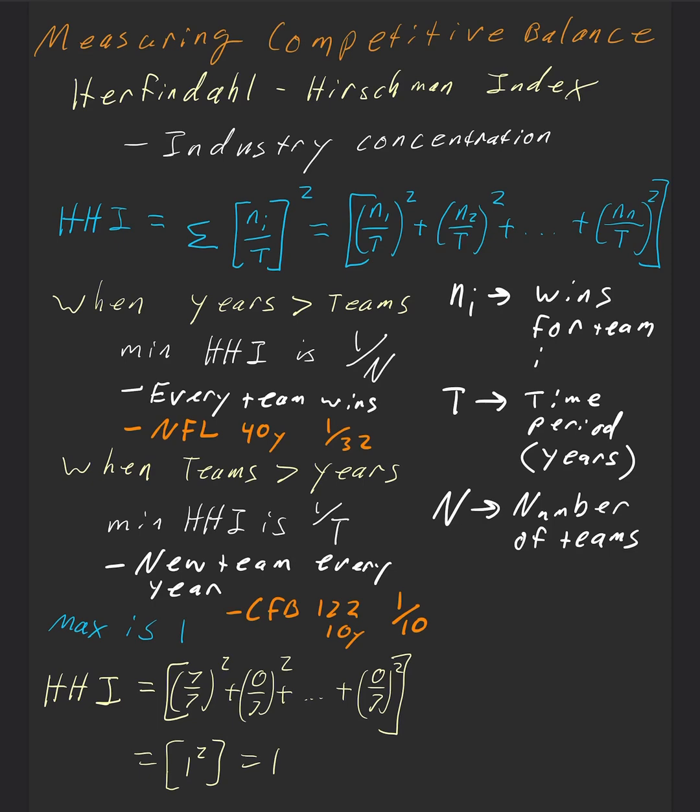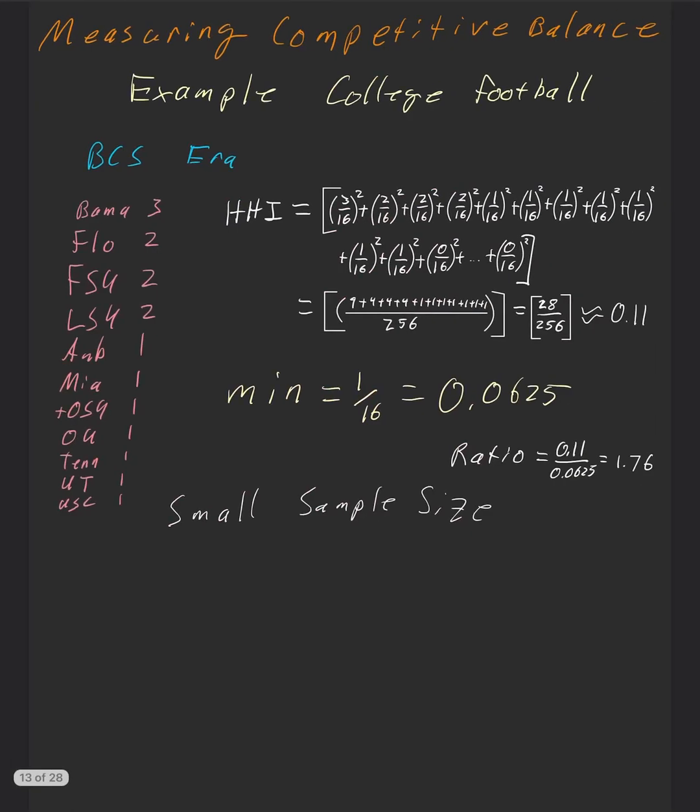Okay, so let's work out a little example, and let's take the BCS era of college football. And here we have 16 years total of play. During this, Alabama won 3, Florida won 2, Florida State won 2, LSU won 2, and Auburn, Miami, Ohio State, Oklahoma, Tennessee, Texas, and USC all won 1 during that time period.